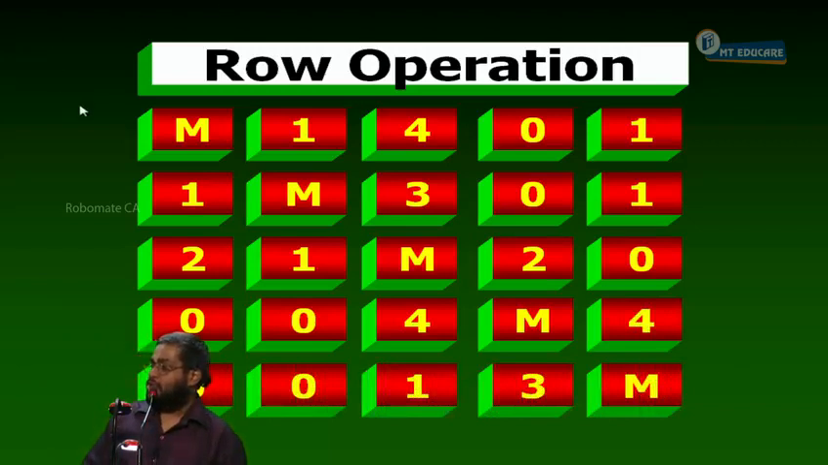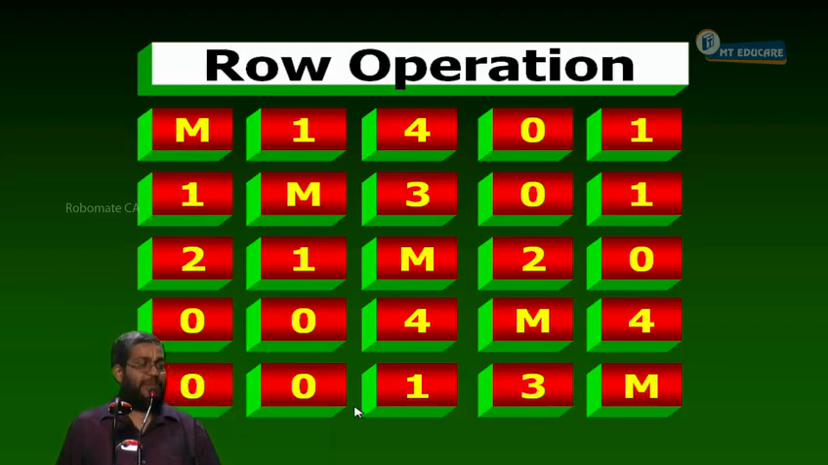Next step is what? Column operation. Should I perform column operation or not? Yes. First column is having 0, no change. Second column is having 0, no change. But third column is not having what? 0. I should perform it. Right or not? Now write out step 2, column operation.